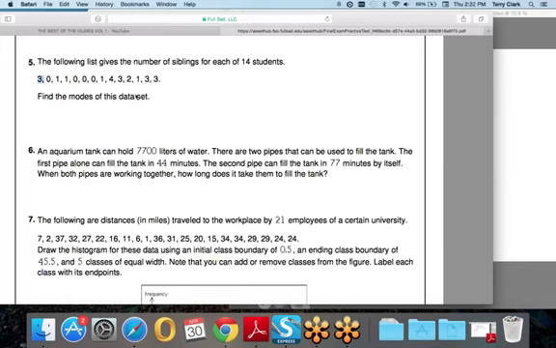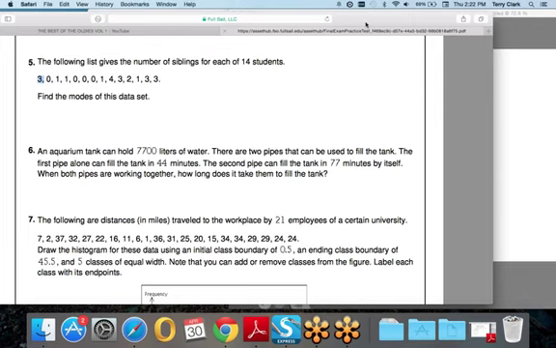Okay, here we go. An aquarium tank can hold 7,700 liters of water. There are 2 pipes that can be used to fill the tank. The first pipe alone can fill the tank in 44 minutes. The second pipe can fill the tank in 77 minutes by itself. When both pipes are working together, how long does it take them to fill the tank?